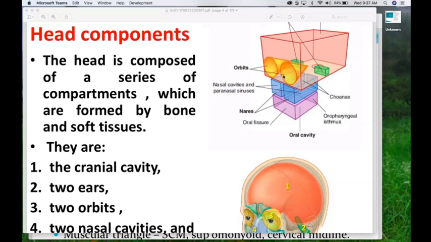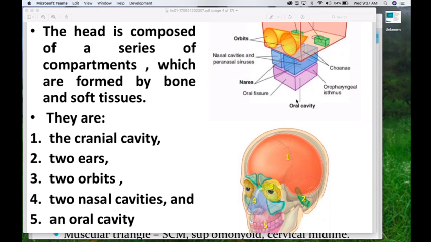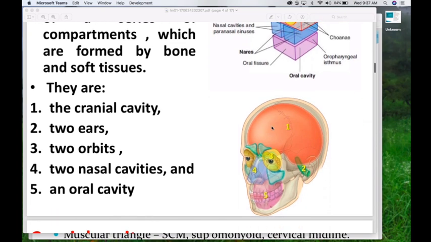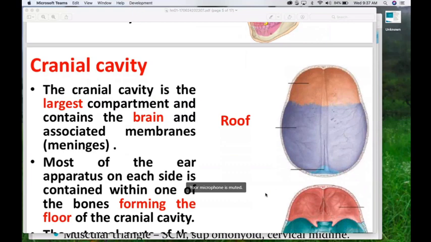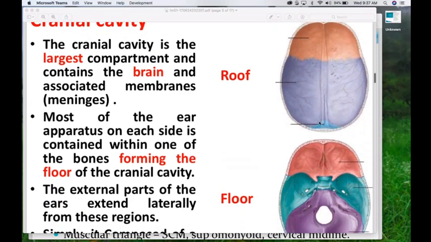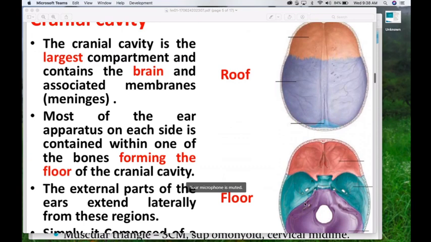The head is composed of a series of components which are formed by bone and soft tissue. They are the cranial cavity, two ears and two orbits, two nostrils, nasal cavity, and one oral cavity. First, the cranial cavity. This is the roof of the cranial cavity, and this is the floor of the cranial cavity. The cranial cavity is the largest component and contains the brain and associated membranes, which are called meninges.